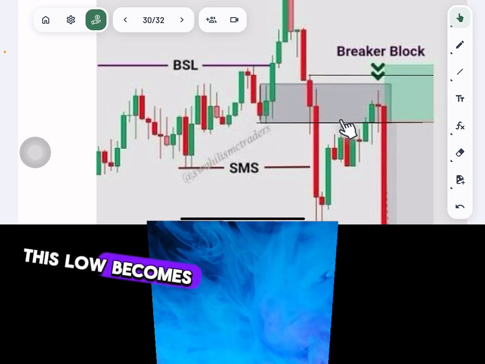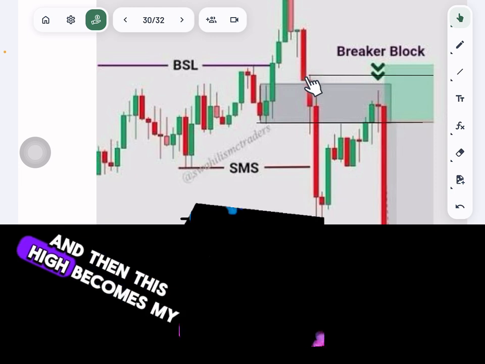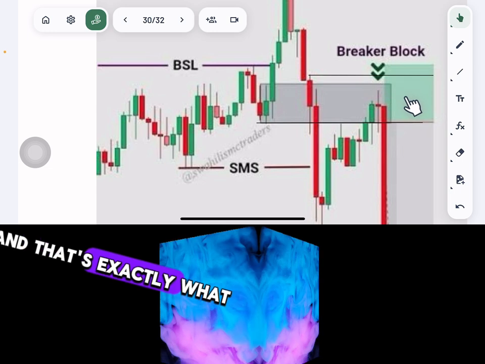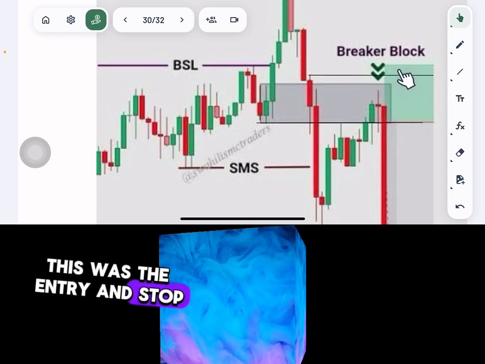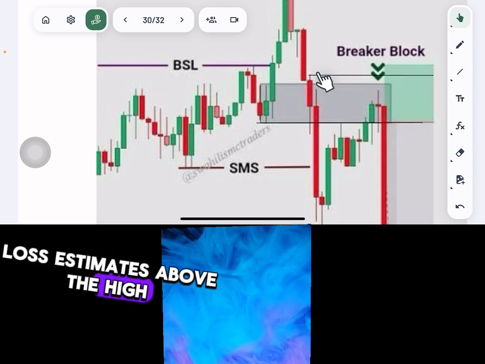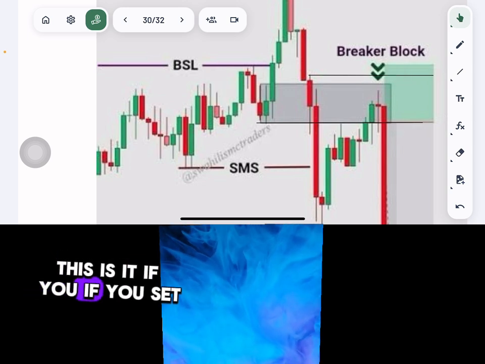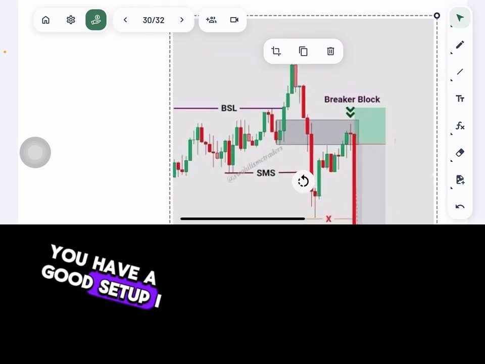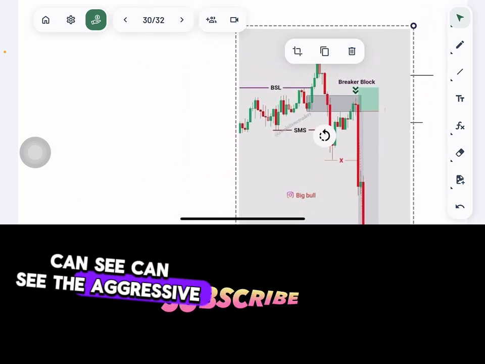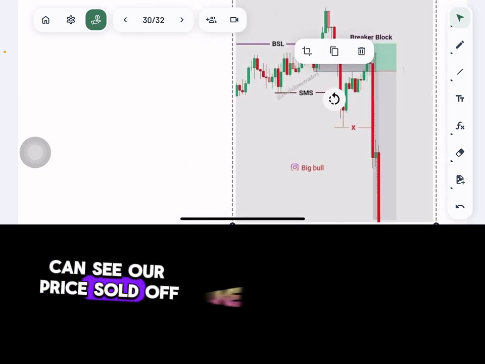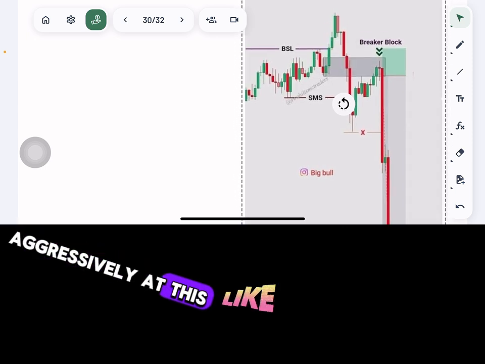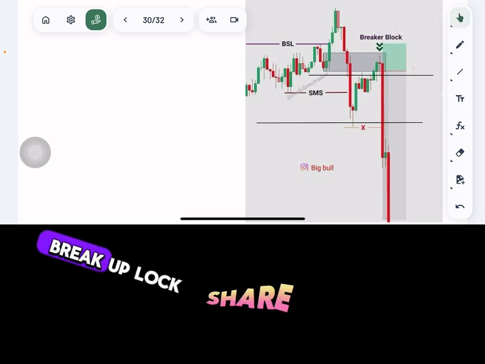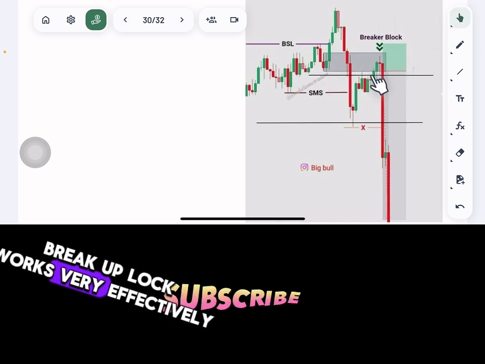So this low becomes my entry point, and then this high becomes my stop loss. Okay, you can see I place my stop loss above it, and that's exactly what we have here. This was the entry and the stop loss a little bit above the high. If you set it up this way, you are good, right? You have a good setup, and you can see how price sold off aggressively at this point. This is to show you that the breaker block works very effectively.